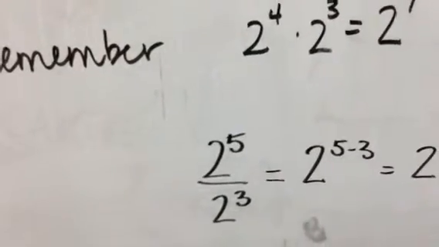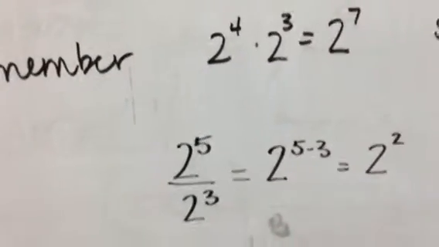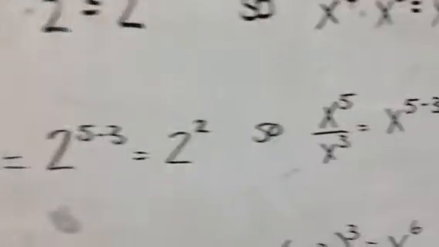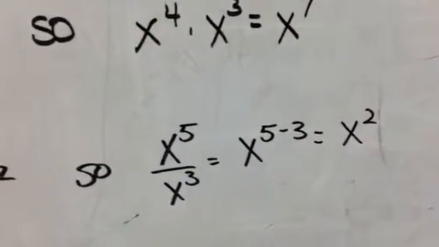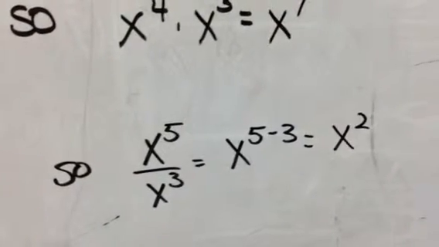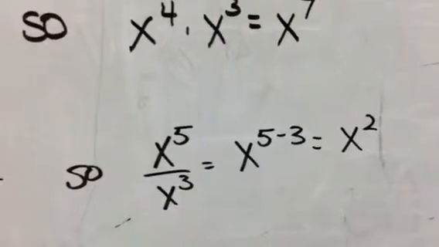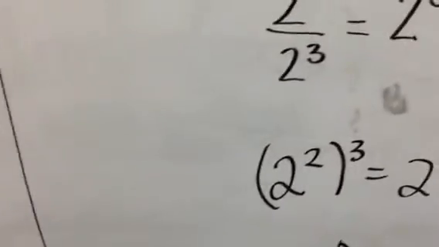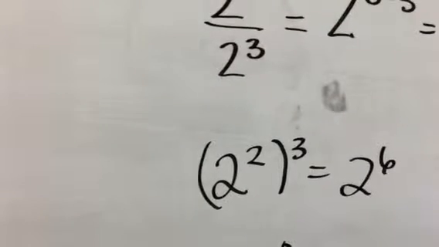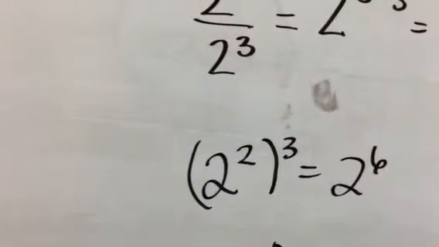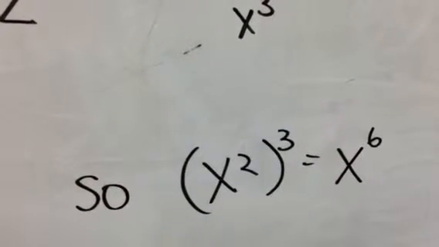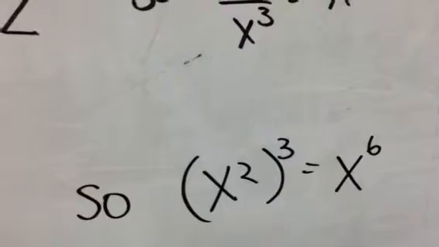So what did we do when we divided? Remember, 2 to the 5th over 2 cubed equals 2 to the 5 minus 3, so that's 2 squared. With variables, x to the 5th over x cubed equals x to the 5 minus 3, or x squared. So you can do the same thing with variables. Down here, 2 squared all brought to the 3rd power. That's when you multiply, so you get 2 to the 6th. Over here, x squared all brought to the 3rd power, you're going to get x to the 6th.